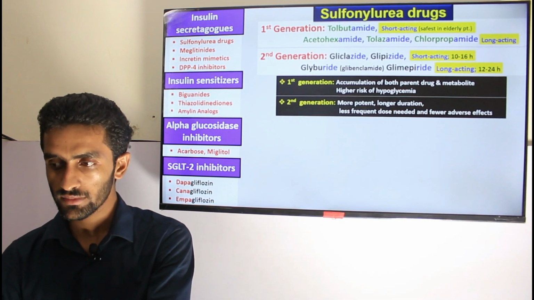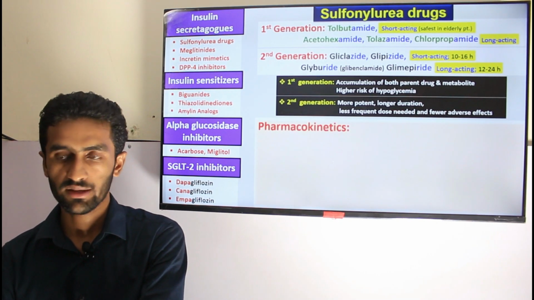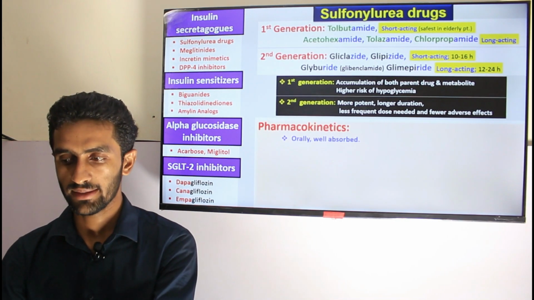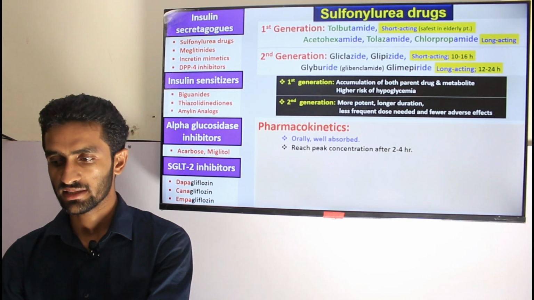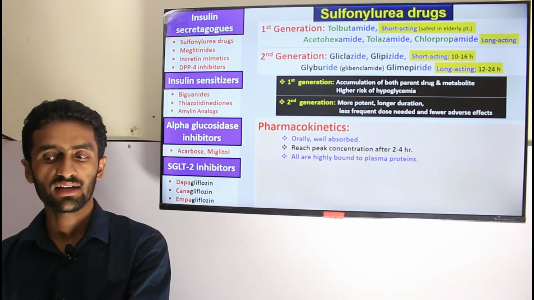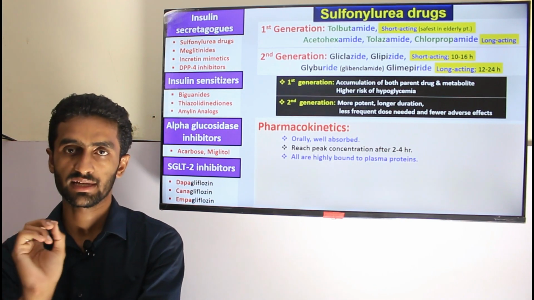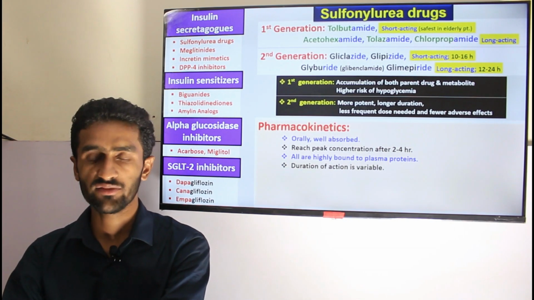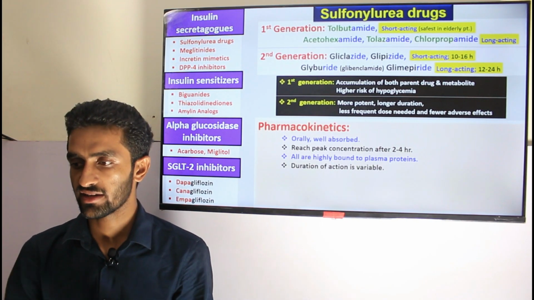Okay. And if you look at the pharmacokinetics, they are all oral drugs, so well absorbed orally, and they reach their peak concentration in 2 to 4 hours. And all are highly bound to plasma protein, meaning their volume of distribution is low. Okay. And duration of action is variable, either short acting or long acting.